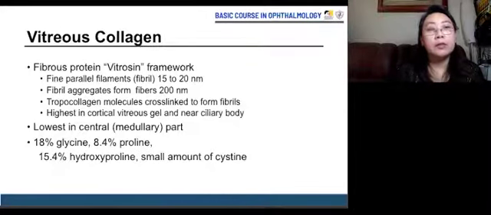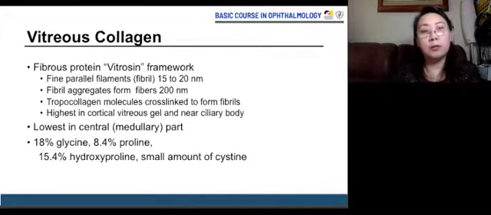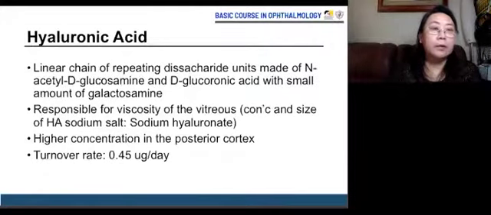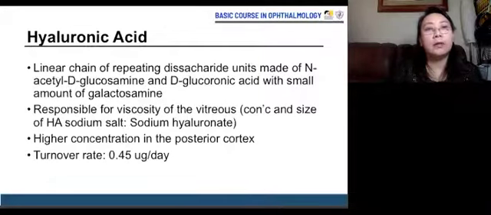It is lowest centrally in the medullary part and is composed of 80% glycine, 8.8% proline, and a small amount of cysteine. Hyaluronic acid is a linear chain of repeating disaccharide units made of N-acetyl D-glucosamine and D-glucuronic acid with a small amount of galactosamine. It is responsible for viscosity of the vitreous. It has higher concentration at the posterior cortex, and it has a turnover rate.